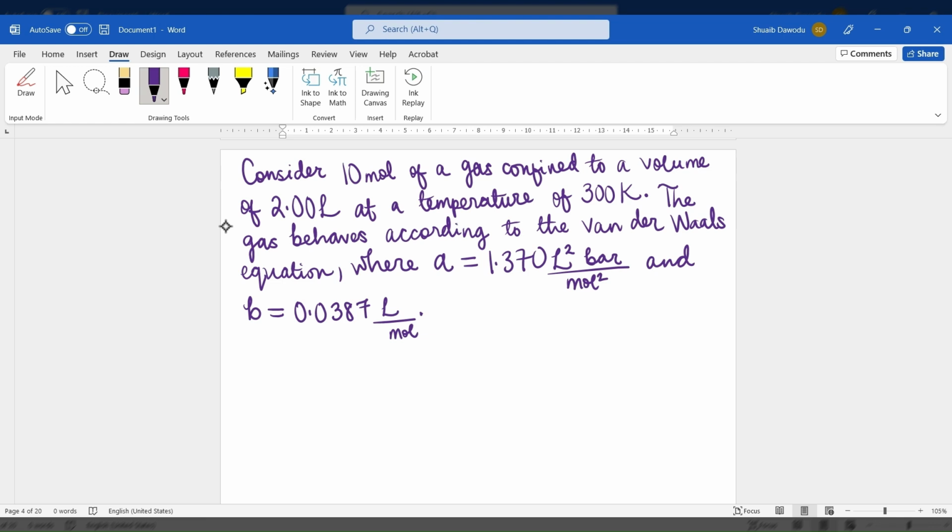So today we're going to be working on the question on the screen that says: consider 10 mole of a gas confined in a volume of 2.0 liters at a temperature of 300 Kelvin. The gas behaves according to the van der Waals equation where A is equal to 1.370 liters squared bar per mole squared and B is equal to 0.0387 liters per mole.